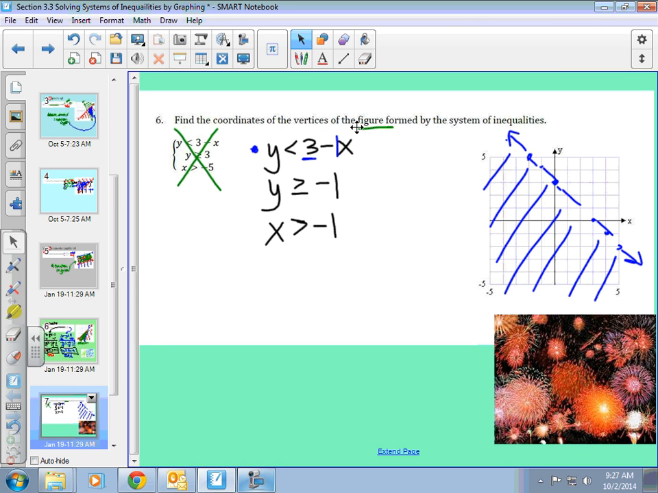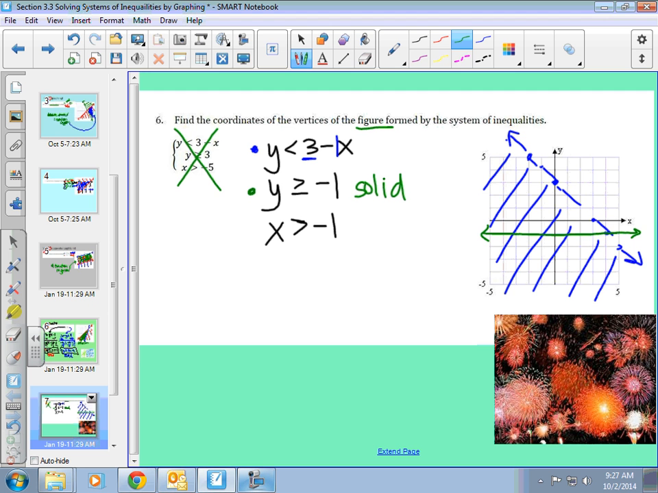Then I'm going to do the next one in green. And this will be a solid line. y is equal to -1. That is a horizontal line. So at -1, I'm just going to have a straight horizontal line. This one says y is greater, so I'm going to shade above.